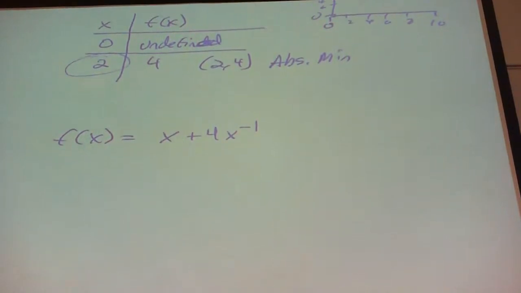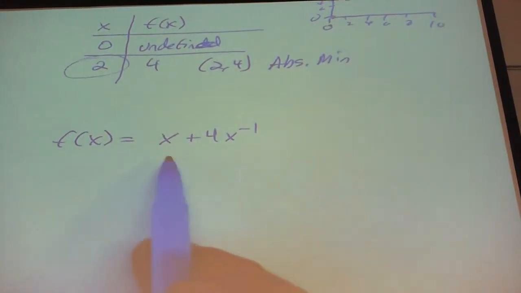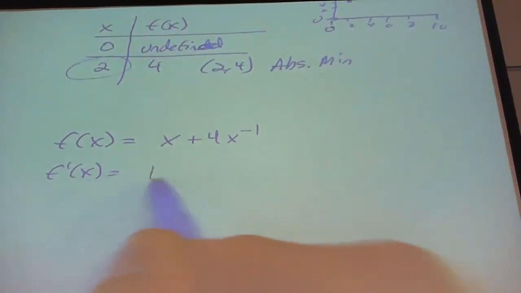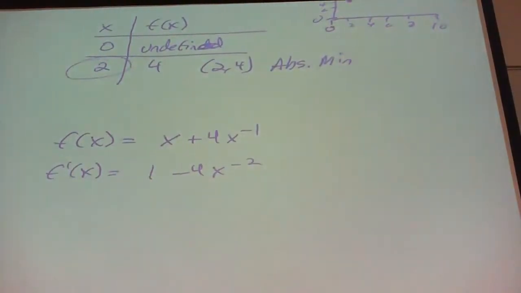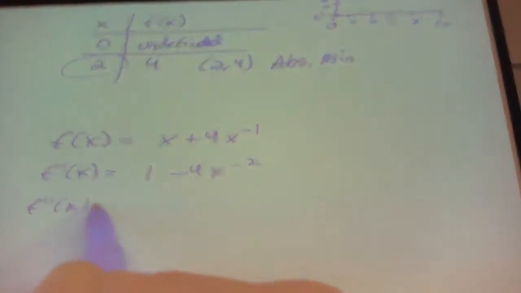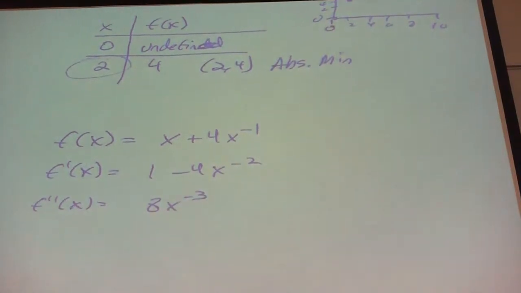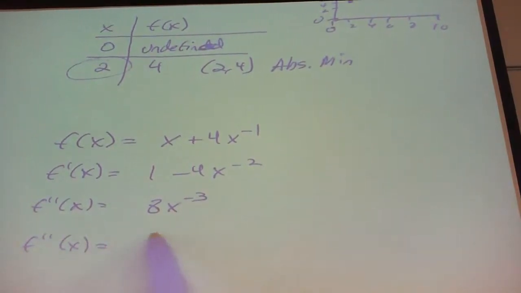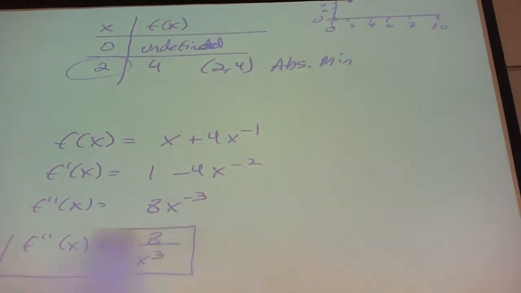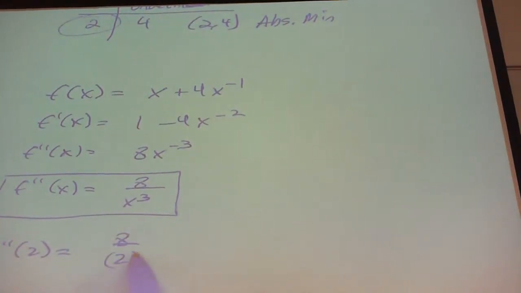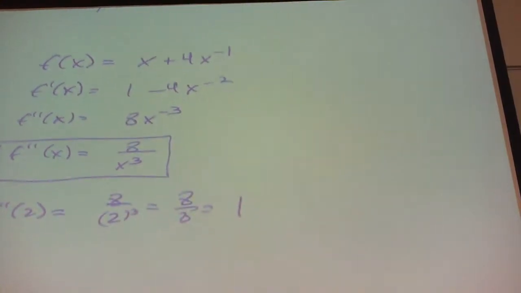Plus 4. Yep, I just rewrote it. 1 plus 4. That's the original. The first derivative will be 1 minus 4x to the negative 2. The second derivative will be what? Okay, so my second derivative is 8 over x to the third. Now, what they're saying is, if you take the 2, plug it into the second derivative, you get 8/8, which is 1. Are we okay?